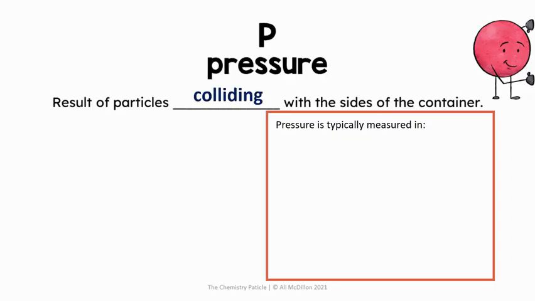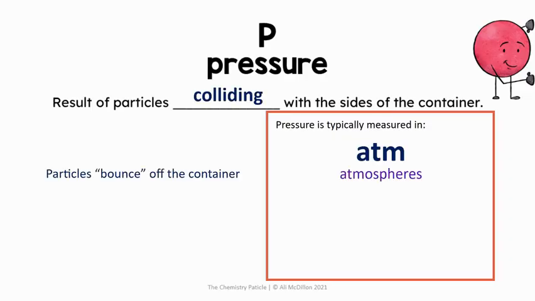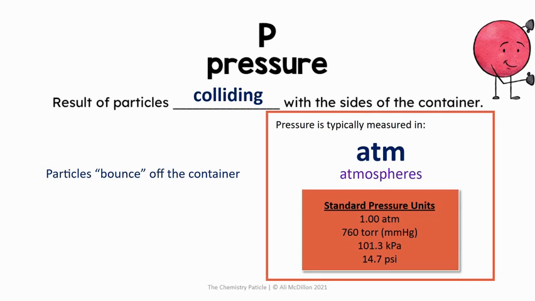The first variable is pressure. Pressure is often represented by the letter P and is a result of the particles colliding with the sides of the container. They bounce off the container frequently. We typically measure pressure in ATM or atmospheres. It is not limited just to ATM though. It can also be measured in torrs, millimeters of mercury, kPa, or PSI.